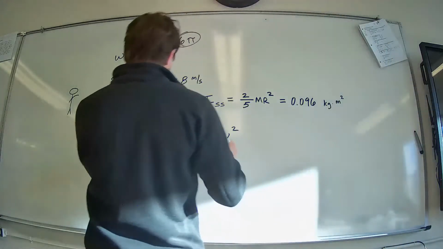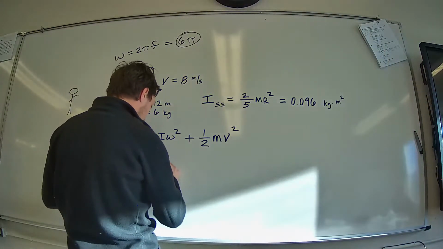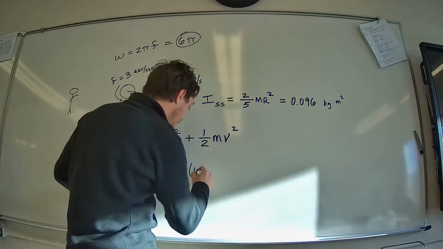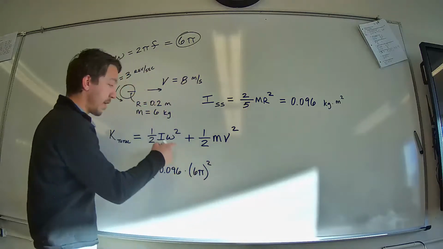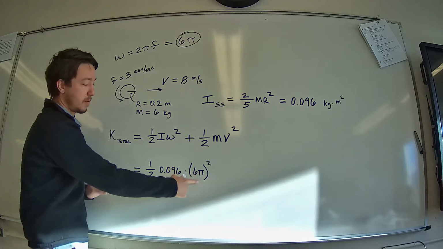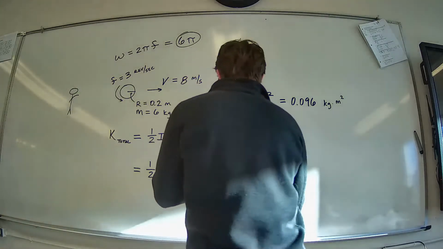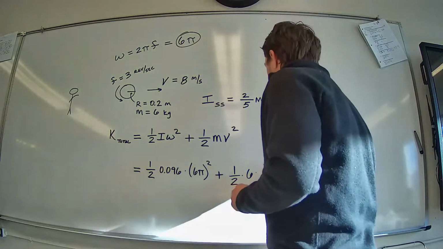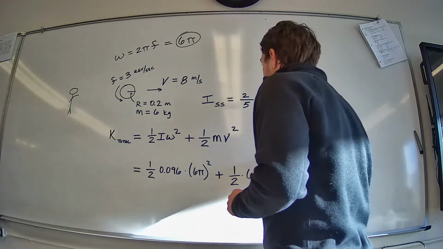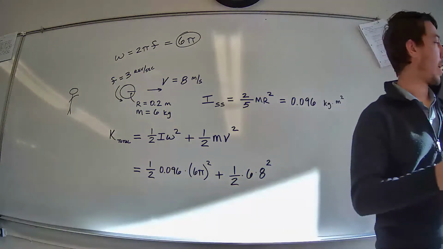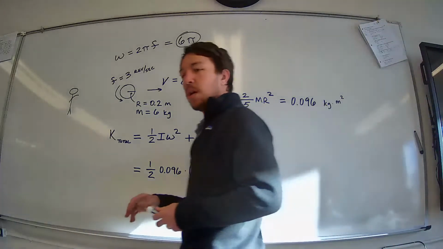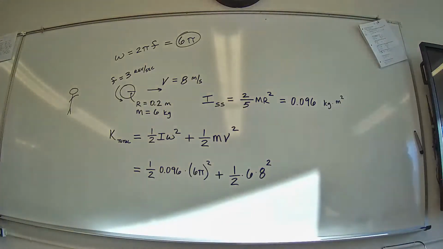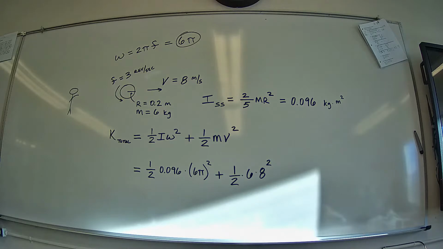All right, so now we've got everything. The I value for this solid sphere is 0.096. The omega value was 6 pi. Let's be careful to be squaring that whole thing, not just the pi, not just the 6. The mass was 6. The velocity was 8.